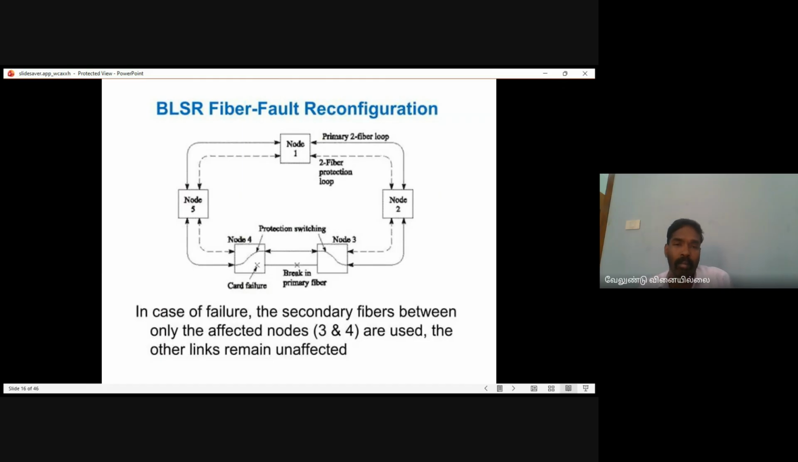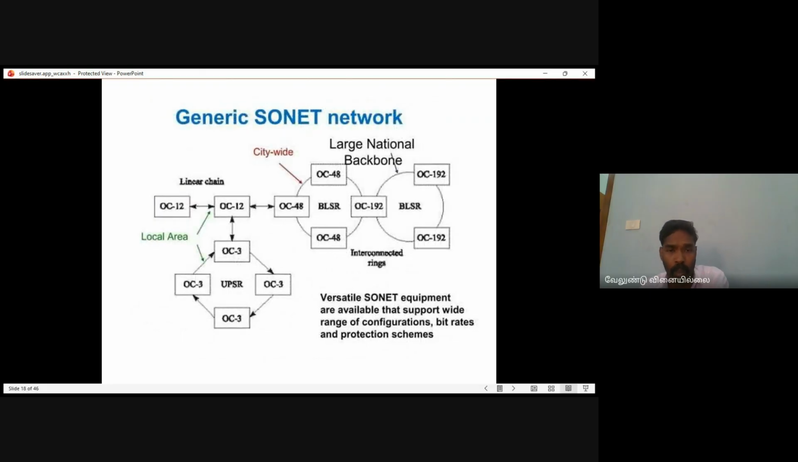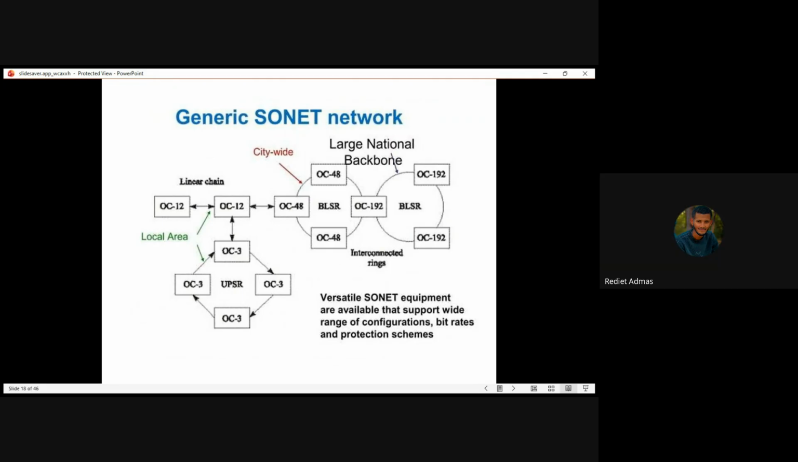There are a lot of researches going on to make the system clear. If you are interested, you can see on the IEEE website what fault recovery systems are available for optical fiber cable. This is a mode recognition. It's a general SONET network. This also please make as your homework. That is page number 18, the general SONET network.